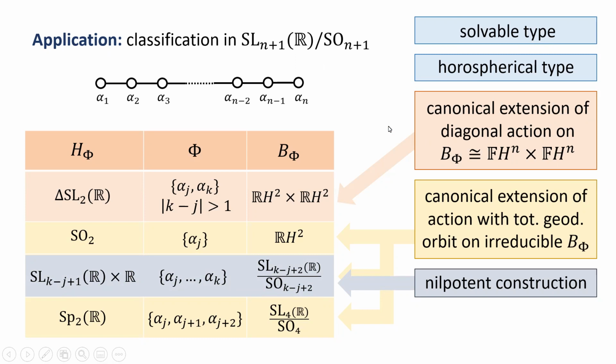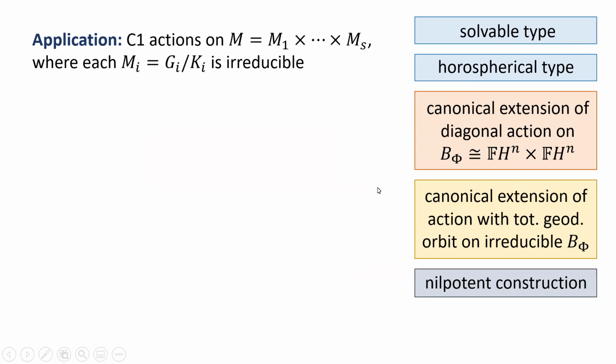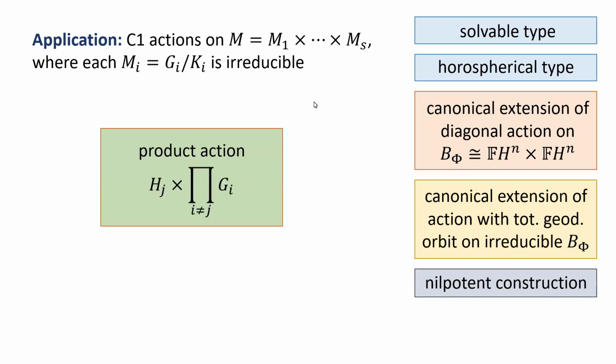And finally, what happens with reducible spaces? Imagine that M is a reducible symmetric space. Therefore, a product of other irreducible symmetric spaces M1 up to MS of non-compact type. Okay, so whenever you have a product, you can construct cohomogeneity 1 actions by taking a cohomogeneity 1 action on one factor and then adding the isometry group on the remaining factors. This is what we call a product action.